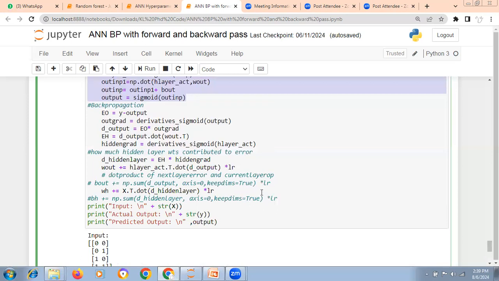So this is all about your lab 3, in which I am achieving backpropagation with manual calculation which contains the forward pass and backward pass.